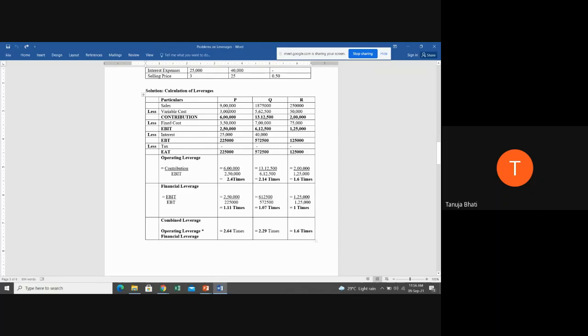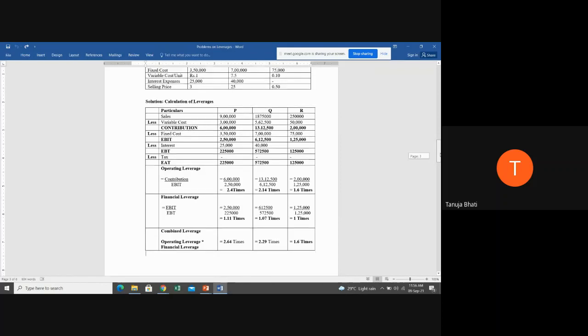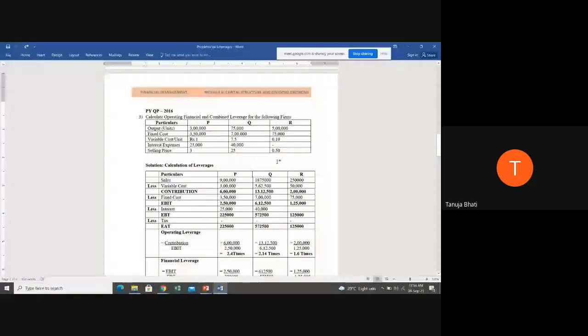On the same lines, students, what we have solved for P, you got to solve it for Q and R. You will get the answer. Is problem number 3 relating to leverages clear? Yes, students? Yes, ma'am. Okay.